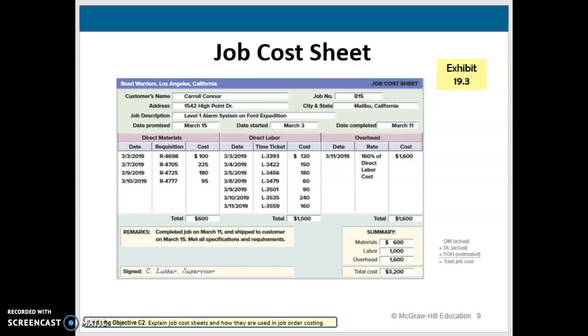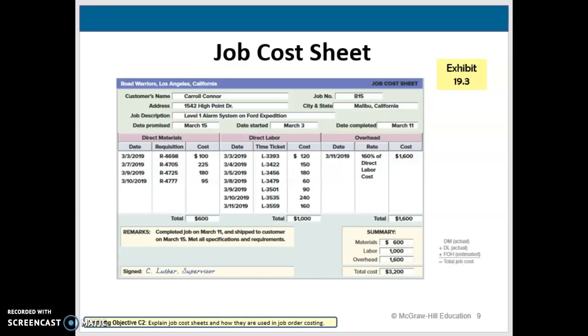So this slide is going to show us a job cost sheet again for Road Warriors, and it identifies the customer. So we can see Carol Connor is our customer. We can see the job number, which is job B15. We can see the address for the customer. We can see the job description, where it tells you what they are making. So this is the level 1 alarm system on a Ford Expedition.